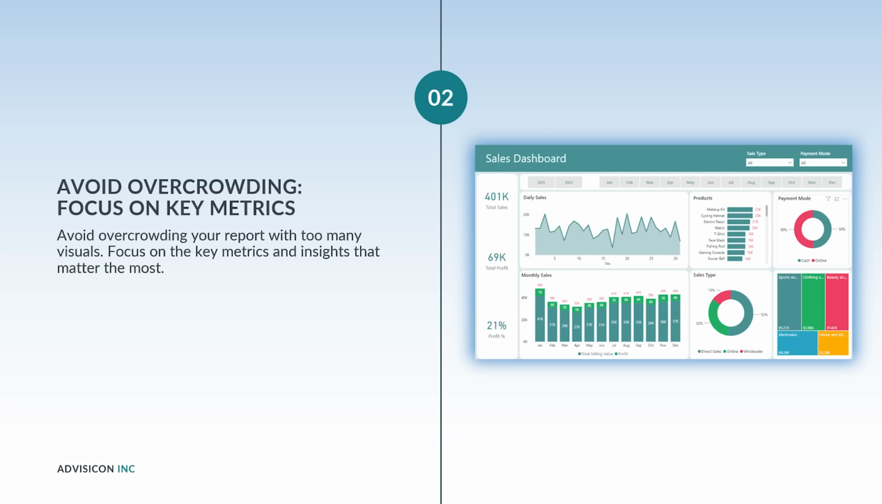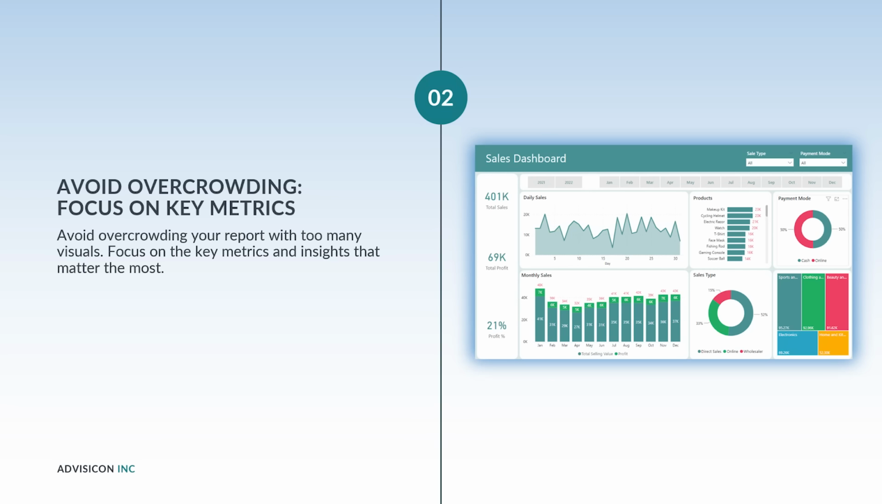The key here is to focus on the most important metrics and insights, the ones that truly matter for your audience or decision-making process. For instance, if you're creating a dashboard for sales performance, instead of showing 15 different charts, you might choose to focus on total sales, top performing regions, and year-over-year growth. These are the core insights that drive action.